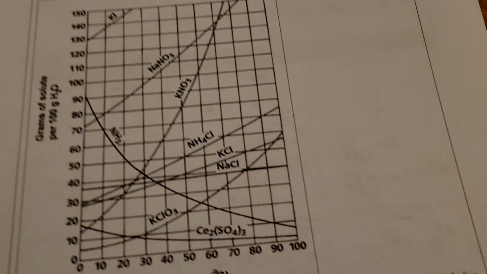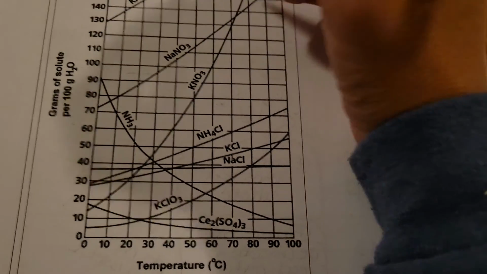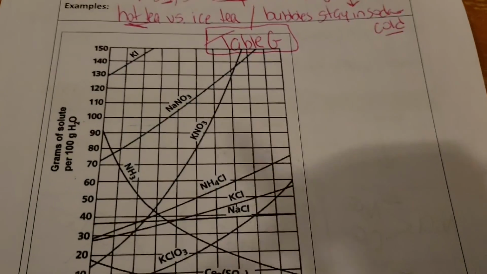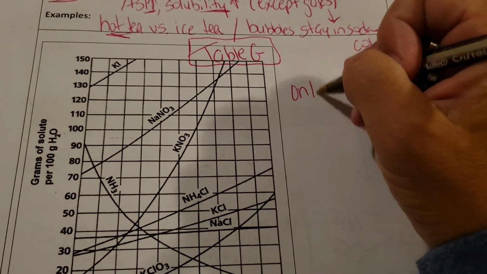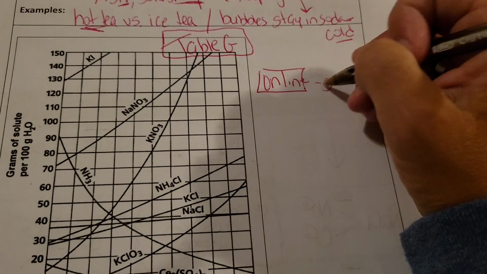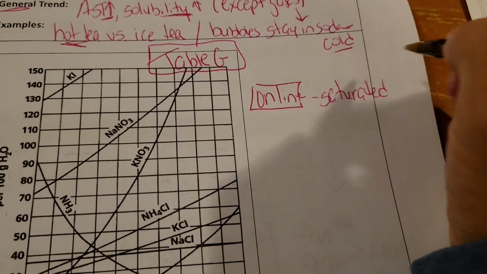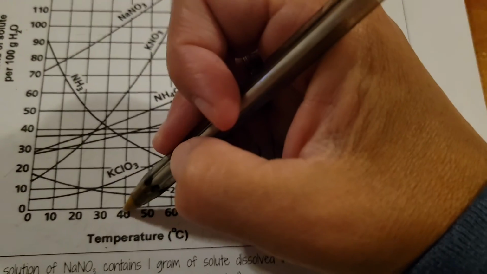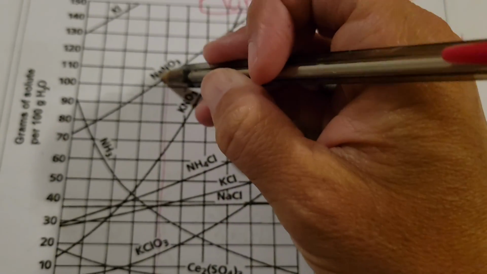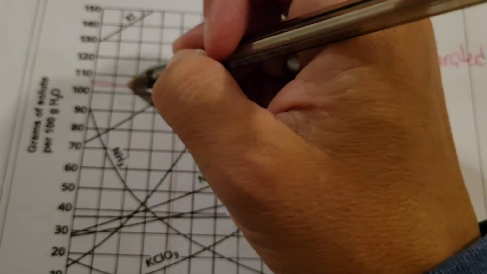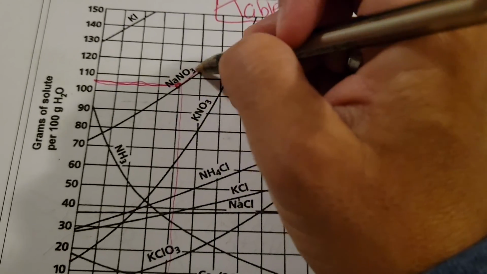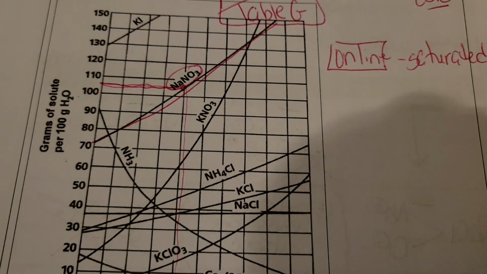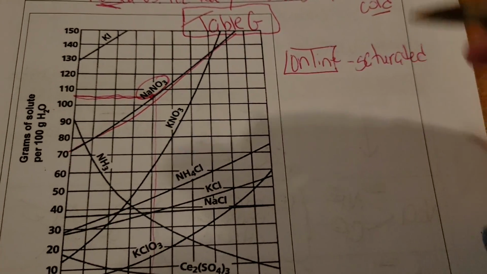All right, so this is reference table G in your reference tables. Okay, so basically what the curves are showing, if we're on that line, then that's going to be when something is saturated. So it's holding as much as it possibly can. So for example, if we say 40 degrees, and I come up here, I can dissolve 105 grams of NaNO3 in 100 grams of water at 40 degrees. That will make it saturated, meaning it's dissolved as much as it can.